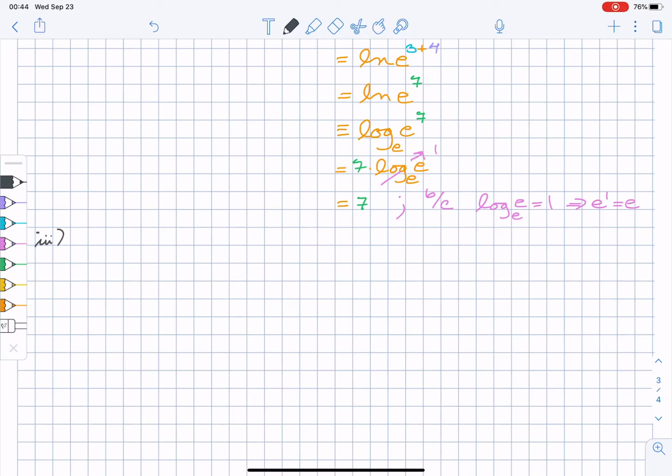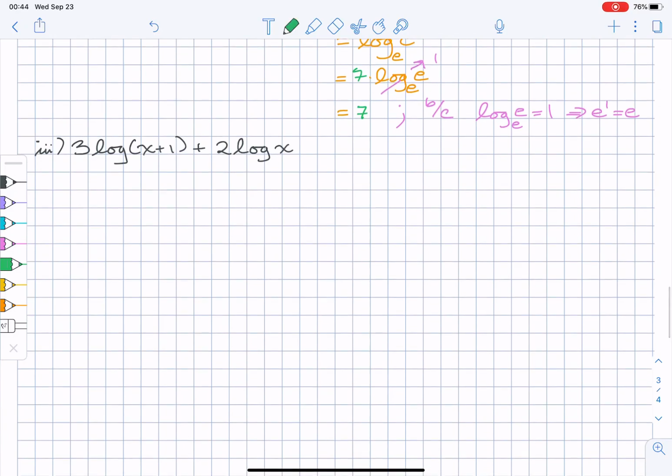Let's say we have, let's do 3 log x plus 1 plus 2 log of x. Okay, so only 2 guys here. So rewriting, let's do 2 times log of the quantity x plus 1 plus 2 times log of the quantity x.